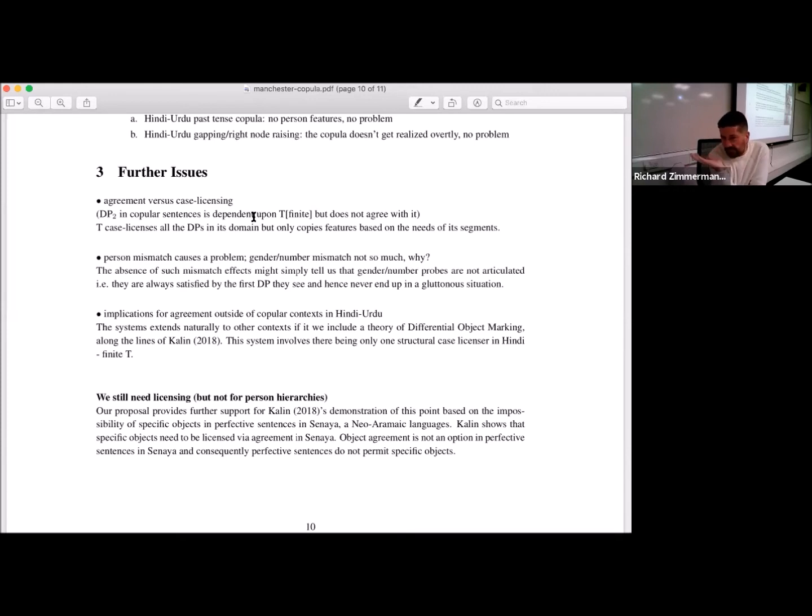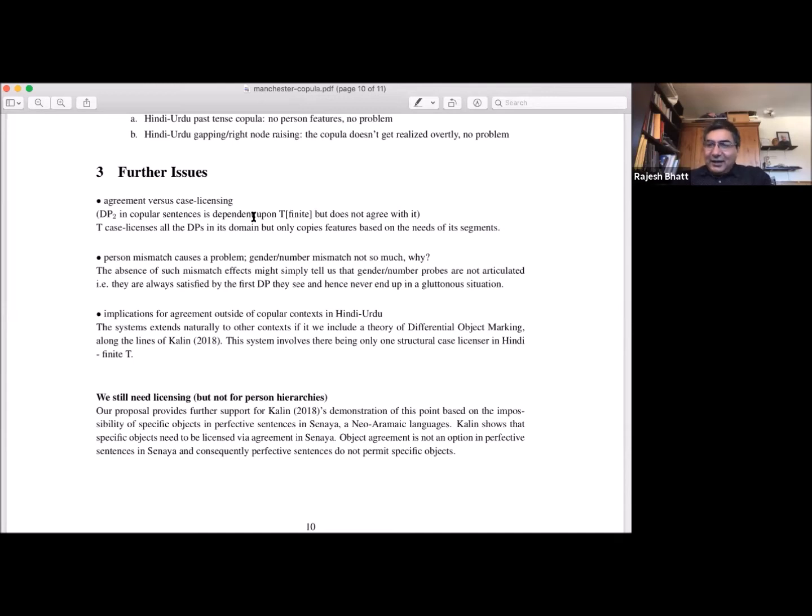As the copula doesn't exist, presumably, I don't know. Yes, I would, and Sakshi, you should correct me if you disagree, or if you want to add anything. Yeah, so yes, I would.